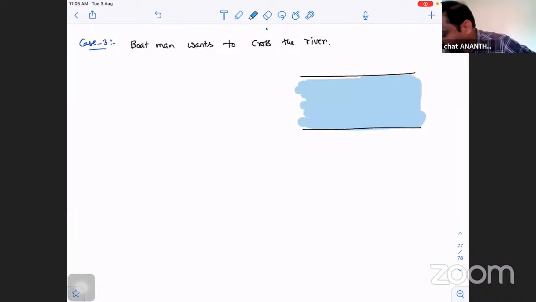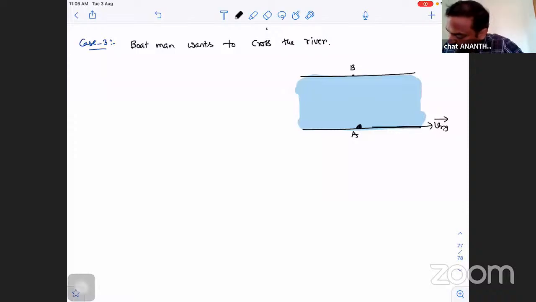Suppose water is flowing towards right with what speed? Obviously with the speed of VRG. Now the river is flowing towards right. Boatman started at point A. River is flowing with velocity VRG in rightward direction. Hope everybody is following. Now he wants to reach the B point.